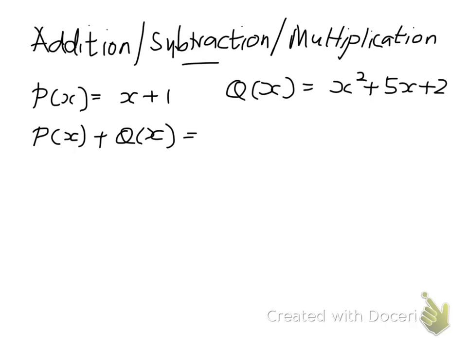You just collect the like terms, put the similar ones together, and you write the one with the highest power first. The one with the highest power is obviously x squared, and then comes x. How many x are there? There's 1x for p and 5x for q, so altogether there will be 6x. And then the constant term: 1 and 2, so it would just be 3. So what if you are to subtract them?